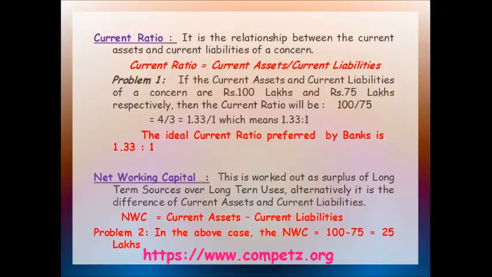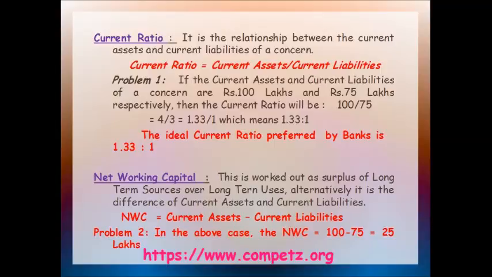So what is the current ratio? Current ratio is nothing but a proportion of current assets to current liabilities. It is also expressed as current ratio is equal to current assets divided by current liabilities. So we will just do a formula here.